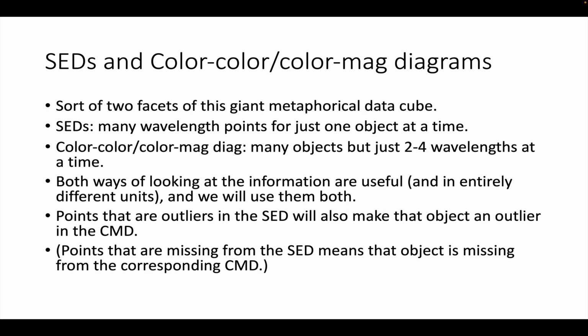Both ways of looking at the information are super useful, and both of them are in entirely different units. One is going to be in magnitudes, and the other is going to be in energy density. We're going to use them both because they're both really important. Points that are outliers in the SED will also make that object an outlier in a color magnitude diagram or a color diagram. Points that are missing from the spectral energy distribution mean that you won't be able to place that object in its corresponding color magnitude diagram, because if we don't have the point, then we can't, of course, plot it in that diagram.